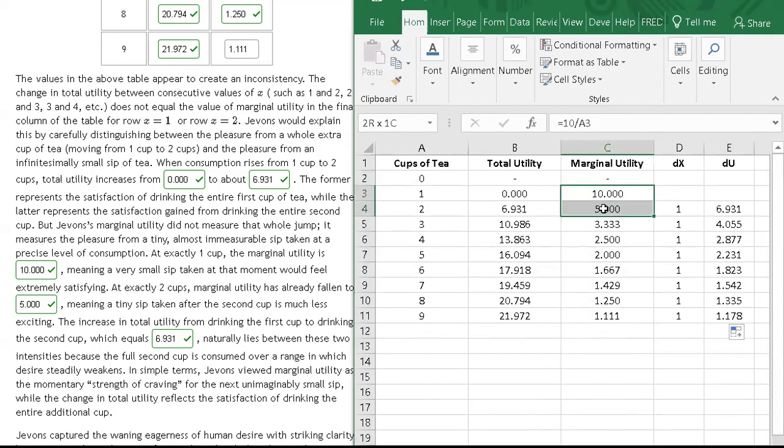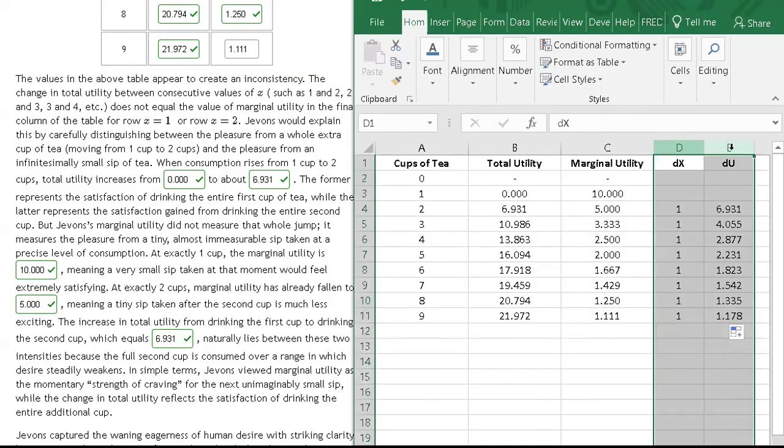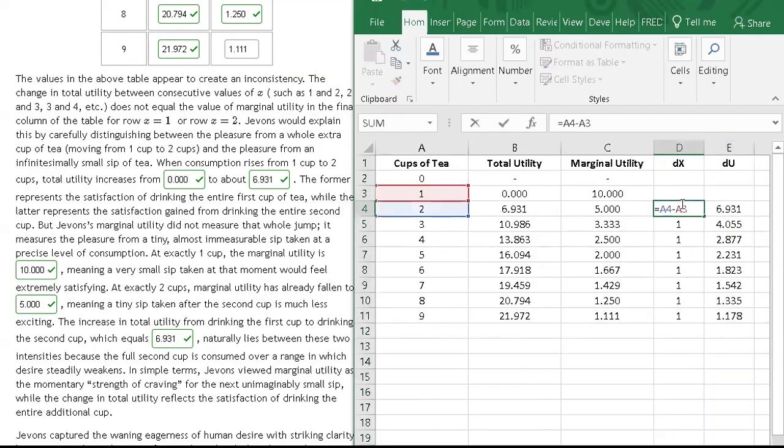When using Jevons' calculus version of marginal utility, the change in X is a really tiny sip of tea when we're at 1 cup of tea. When you have consumed 1 cup of tea, and you take a small sip, we're talking about a very small change, and that produces a change in utility of 10. So when we're using the calculus version, we have these really tiny increments of tea. But when using the discrete version of marginal utility, we're talking about a much larger increase in X. In this case, each of these changes in utility is a result of drinking an additional cup of tea.